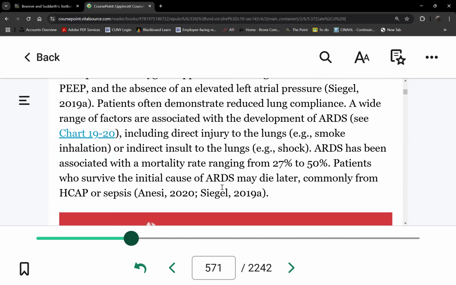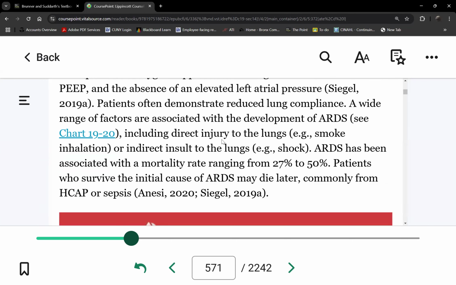So why does it look white? Because it's wet. It's filled with water. Now, how did water get into the lungs? The acute lung injury causes capillaries to be very permeable.